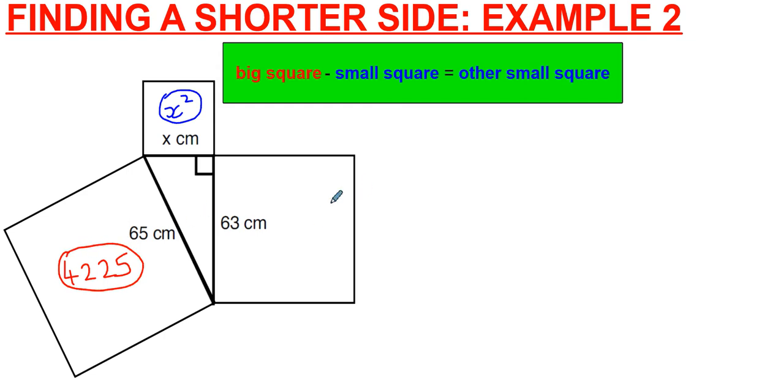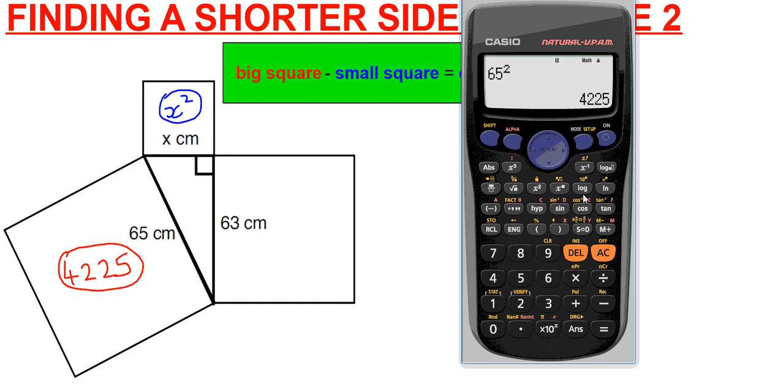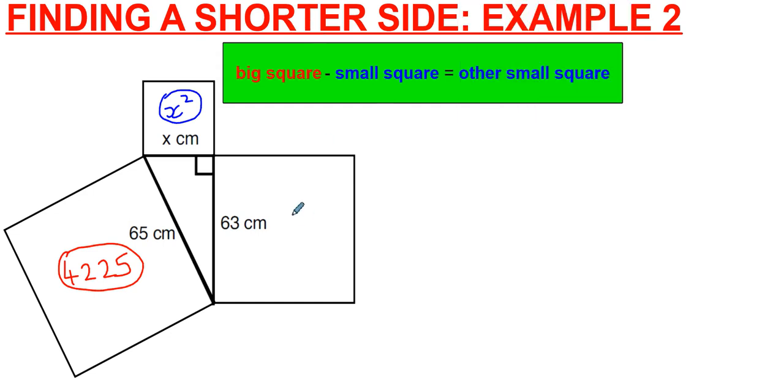And this one on the right hand side, 63. So 63 multiplied by 63, or 63 squared, would be 3969. I'll get into a blue colour so it's not confused with the hypotenuse.